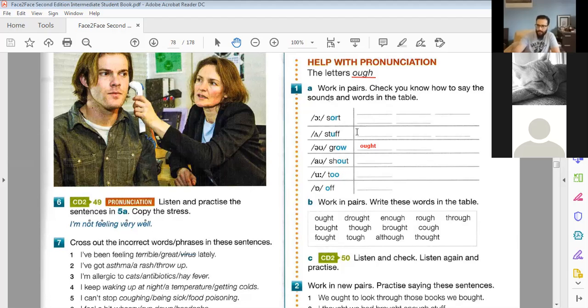Okay, let's put enough here with stuff. Okay. Rough goes too, the same thing with stuff. All right. Cough, the same thing. Okay. These are three words. Rough, enough.